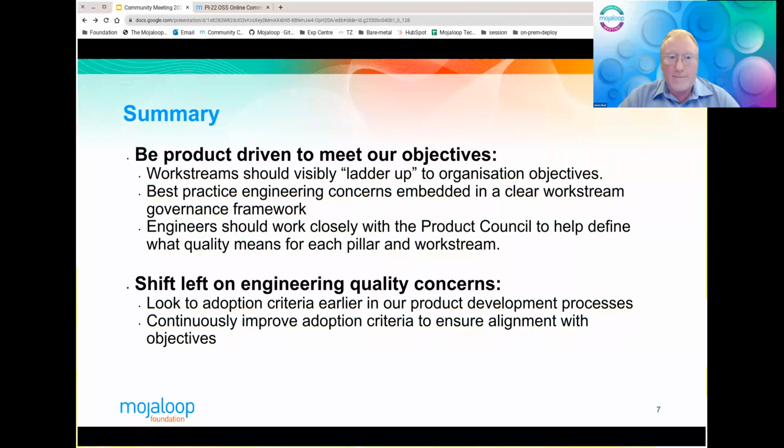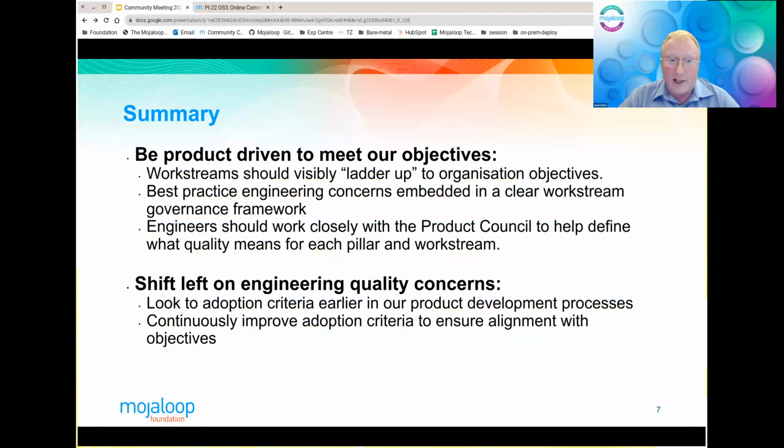So as a quick summary, we want to be product driven to meet our objectives. Again, I want to reinforce the idea that the work you do, the community do on a day-to-day basis, should have a clear link to our high-level organization objectives and best practice engineering concerns. We're going to try to embed those in a clear workstream governance framework. Keep an eye out for that. Engineers, please work closely with Product Council to help define what quality means for the work you're doing. Obviously, quality has different meanings in different situations, so please participate as much as possible.